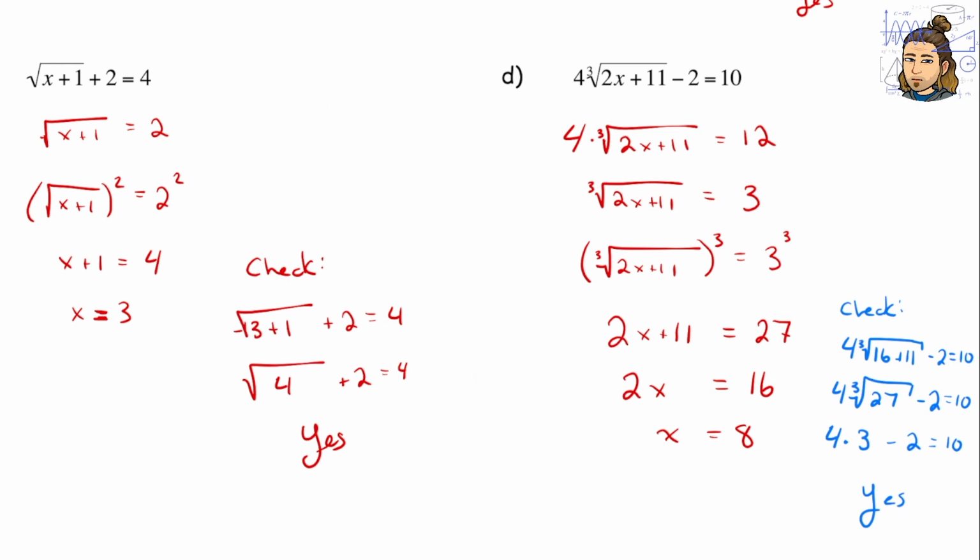Next time, we'll take a look at some more examples, specifically with extraneous solutions, as well as more complex exponents, and then finally with some radicals on both sides of the equations. So look forward to that.